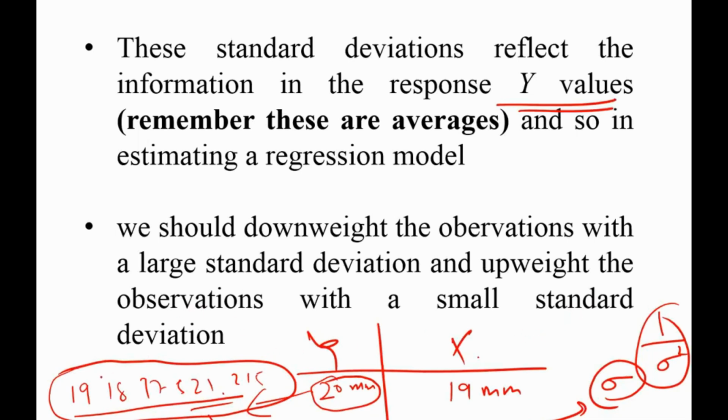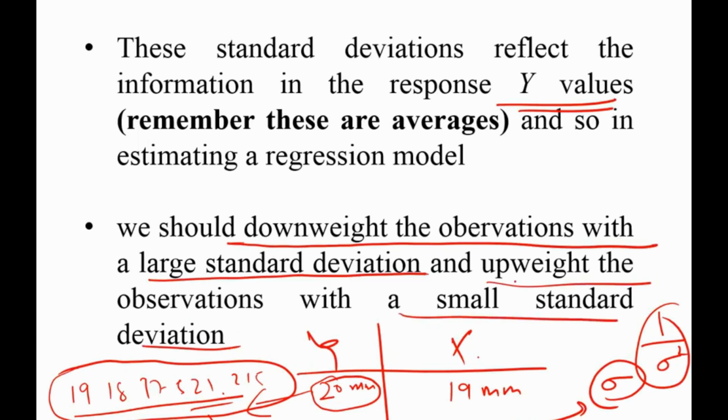But not always will you have this set of observations given to you. Experimentally this is possible, but many times you don't have that experimental data where you have several observations, so that you can go ahead with calculating the standard deviation and variance. So the idea is to downweight the observations with large standard deviation, since we have the standard deviation for each observation of the y value, and upweight the observations which have small standard deviations, right? So logically that's what we need to do in weighted least squares.